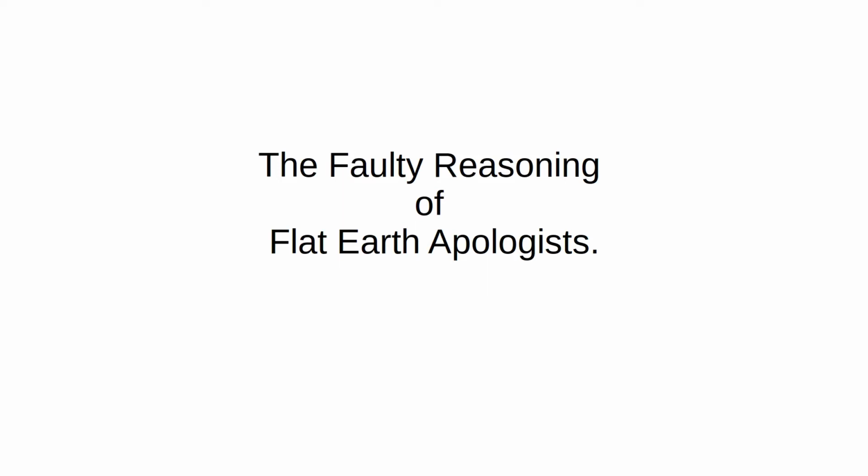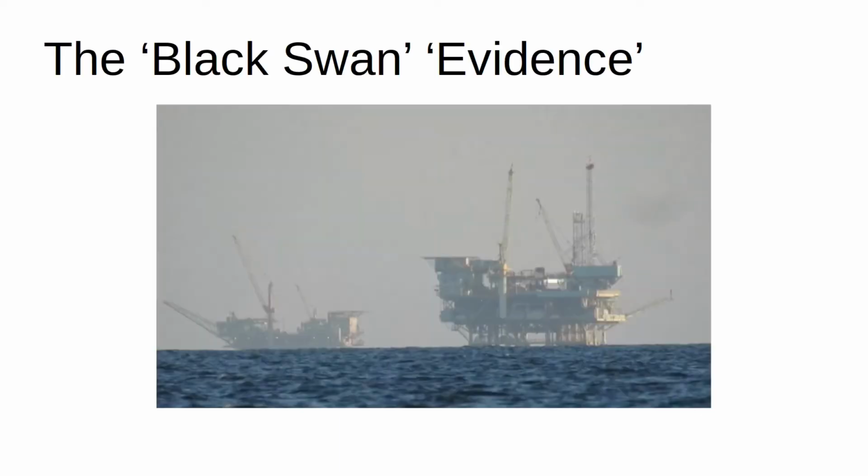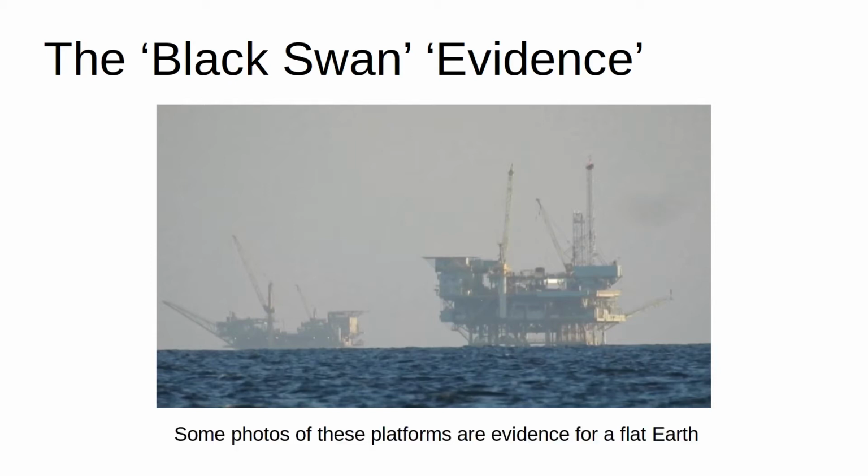Hello. In this video I want to examine what I believe is one of the faulty chains of reasoning used by flat earth apologists to try to convince you that the earth is flat. Not so long ago the apologists put forward the so-called Black Swan evidence for a flat earth. The claim was that some of the photos of these platforms were primary evidence for a flat earth. This is the first error. Why some photos? What about the other photos?